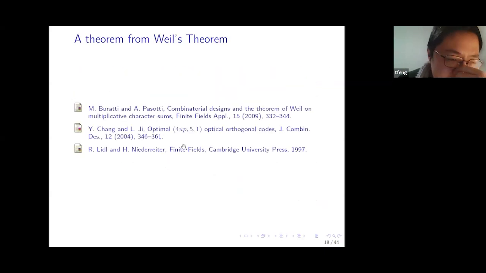This theorem, in the literature, we generally quote the first paper and the second paper at the same time, because they give this theorem independently, even though the first paper was published in 2009 and the second in 2004. Actually, in 2004, Brady wrote another paper on optical orthogonal codes. In that paper, he mentioned the idea of this proof, but he didn't give the general case. But anyway, we generally quote this theorem using these two references at the same time.